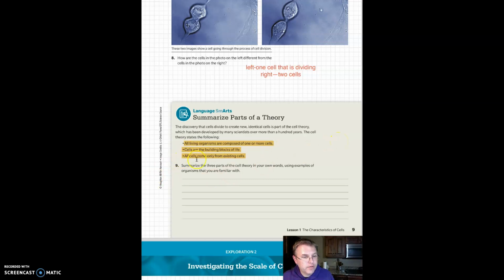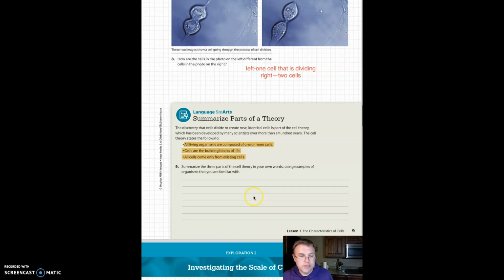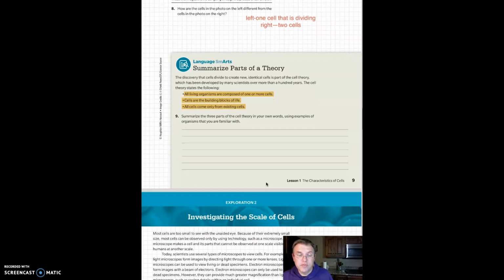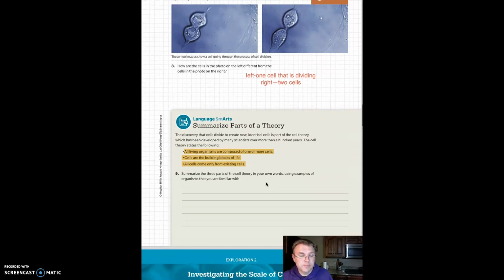And then finally, all cells come only from existing cells. The way I learned this, they always said pre-existing. So all cells come from pre-existing cells. You do not have cells that just spontaneously pop up out of nowhere. So those 3 statements, that is the cell theory. That's the big overall statement that tells us about what's going on with cells. It helps us to explain the cells that we find in our world, and it helps us give a big explanation for part of what's going on with living things.